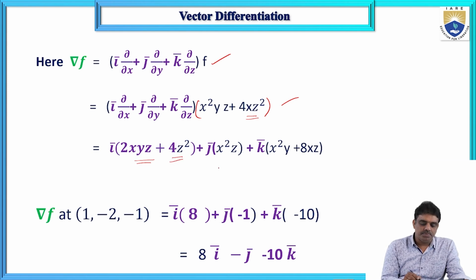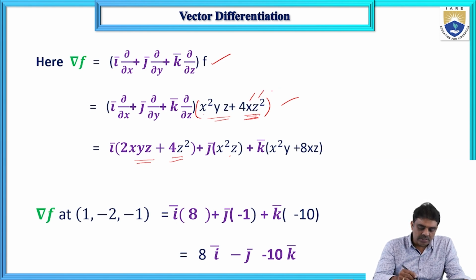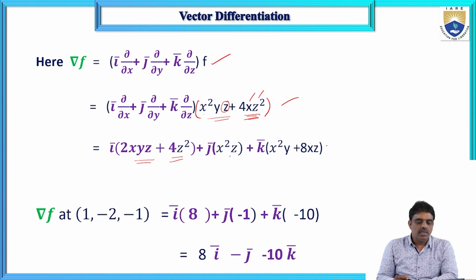Plus j bar into, with respect to y. With respect to y means x square z only, and this term, the entire term, will be 0 because the variables here are x and z square. There is no variable of y. So the value is x square z, plus k bar into dou by dou z of the entire term. So z here is there, so z will be 1, so first term x square y, plus dou by dou z of 4xz square. Z square derivative 2z, 4x constant. So 8xz. This is the grad f.